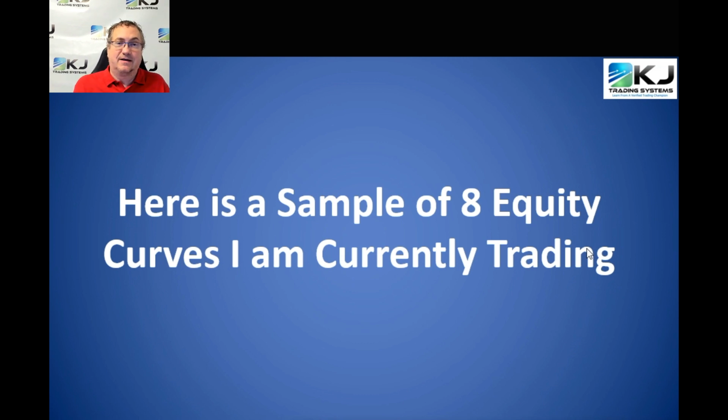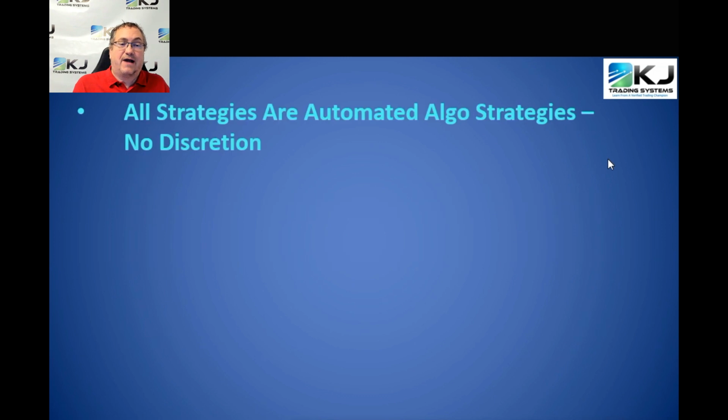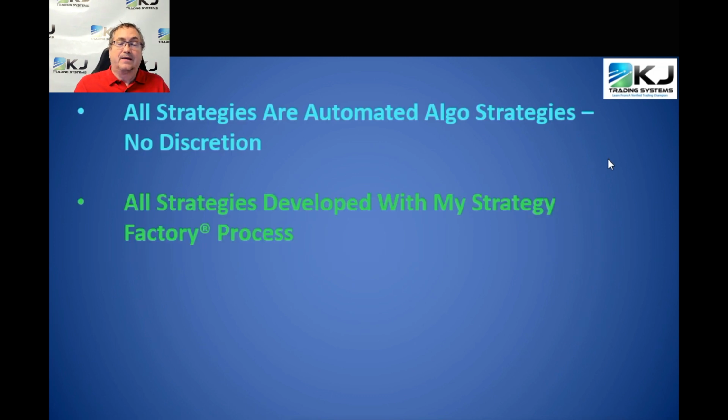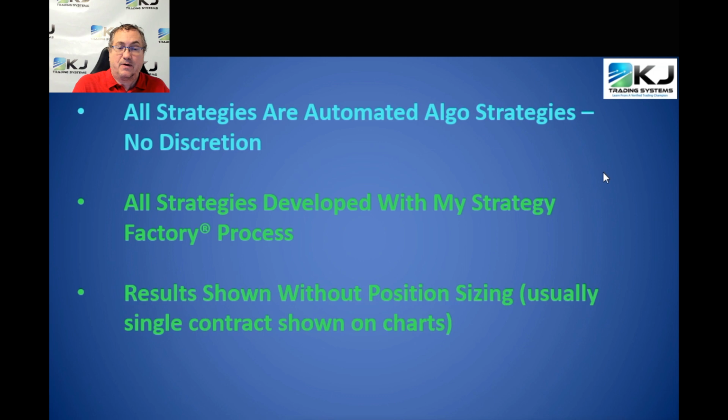I just picked these strategies at random, and they're from my whole base of 34 strategies that I'm trading right now. They're all automated, they're all algos, there's no discretion involved with any of them. All of them were built with my strategy factory process, which is also the process I teach a lot of people. And for the most part, the charts are just shown with one contract the whole time, so there's no position sizing to them. I think one of the charts I'm showing has 3 contracts, but you'll see that.